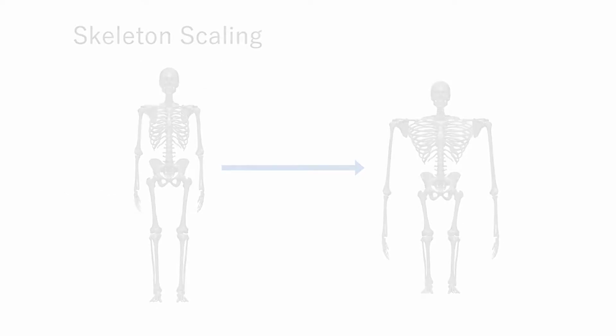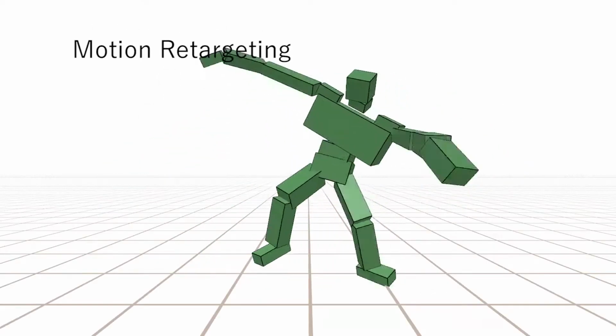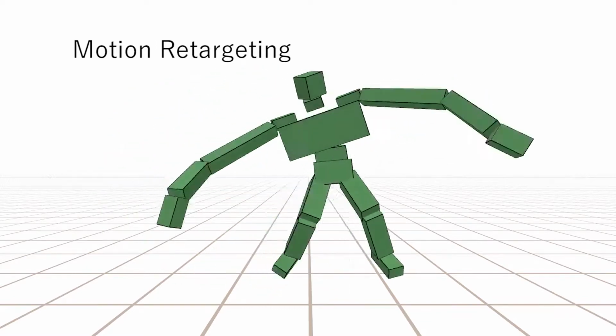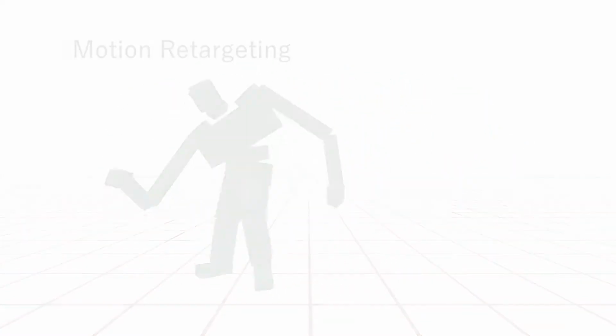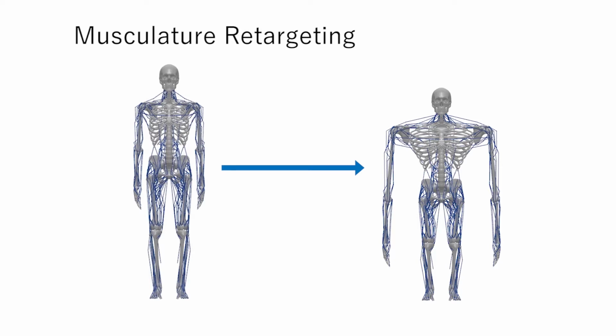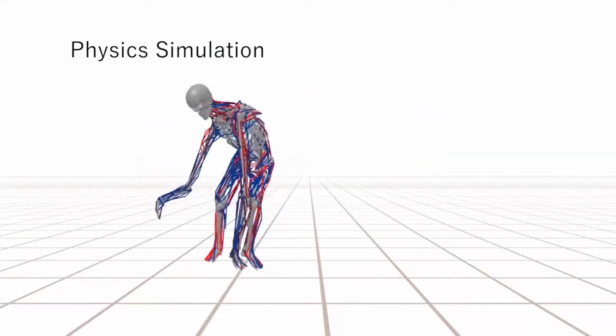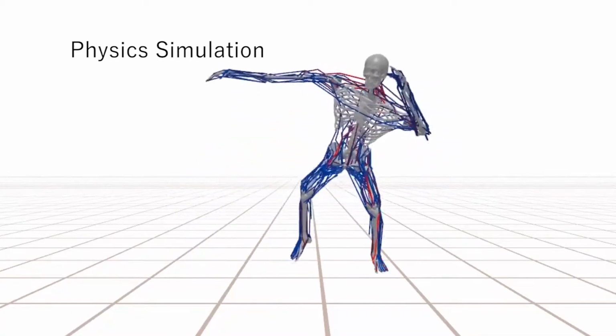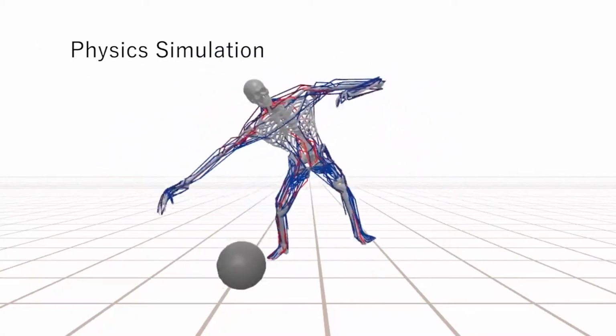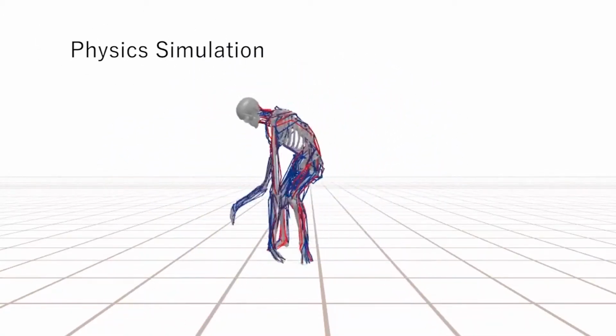Given the motion capture data of a reference human body, we created a new character by parametrically scaling the body proportion. The motion data can be retargeted to the new body using a standard method. Transferring the musculature of the reference human to the new body allows the Hulk to be physically simulated and controlled while maintaining its balance under gravity.